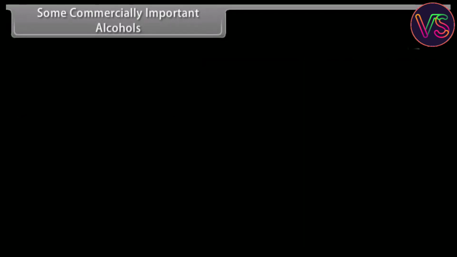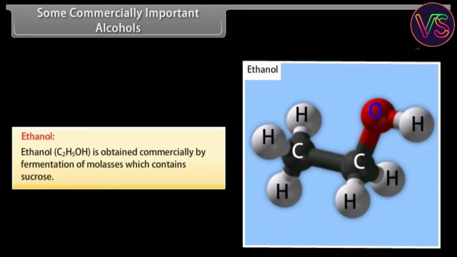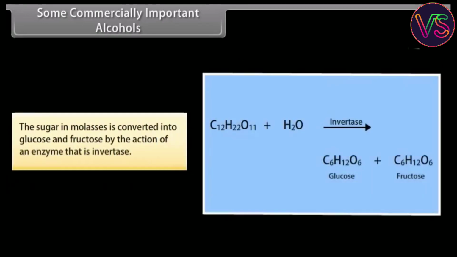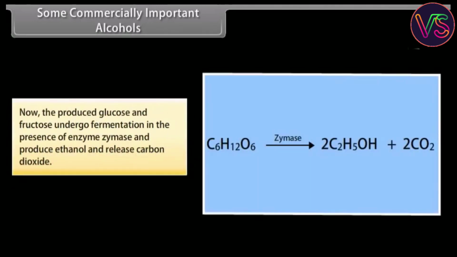Some commercially important alcohols. Ethanol. Ethanol is obtained commercially by fermentation of molasses, which contains sucrose. The sugar in molasses is converted into glucose and fructose by the action of an enzyme, that is invertase. Now, the produced glucose and fructose undergo fermentation in the presence of enzyme zymase and produce ethanol and release carbon dioxide.